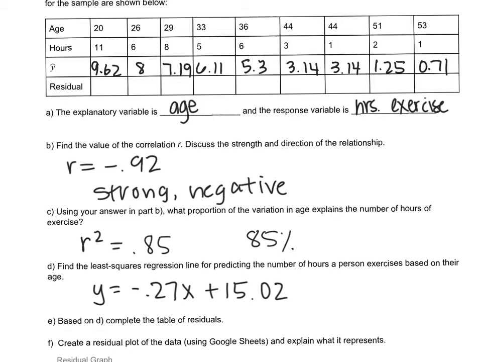Now, to calculate the residual, we take our actual number of hours exercised and we subtract from it the predicted. So remember, the residual equals the actual minus the predicted. All right, it is important you do the subtraction correctly. That way you're getting the correct sign and in some cases the correct value.